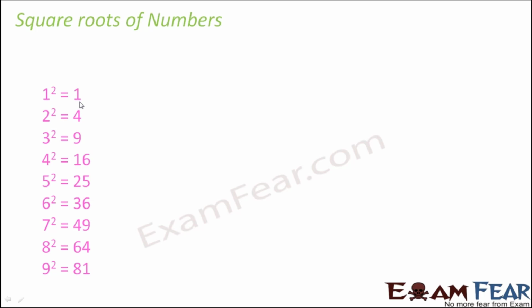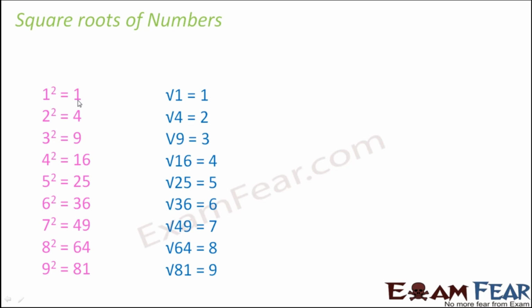So if I say 1 square is equal to 1, that actually means that square root of 1 is equal to 1. So here, I think the first example will not be a very good example to illustrate this. So let's move on to the next one. You see, 2 square is equal to 4. So to get 4 from 2, we square 2. But to get 2 from 4, we find the square root of 4.